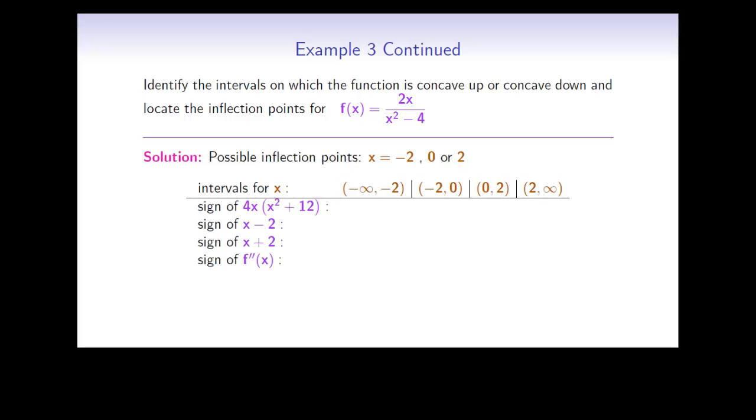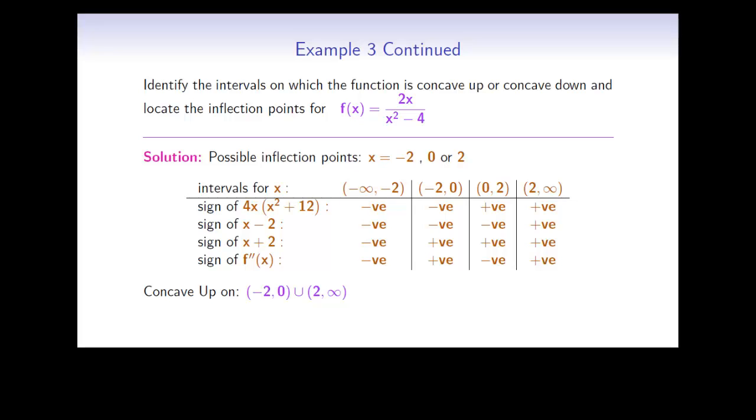We should look at the factors of the second derivative and find the sign of each of those on these different intervals. 4x times (x squared plus 12) is negative if x is negative and positive if x is positive. x minus 2 is negative when x is less than 2 and positive if x is bigger than 2. x plus 2 is negative if x is less than negative 2 and positive otherwise. Now, looking down each of these columns, we can find the sign of the second derivative. For example, looking at the first column, three negative numbers multiply to give you a negative number.